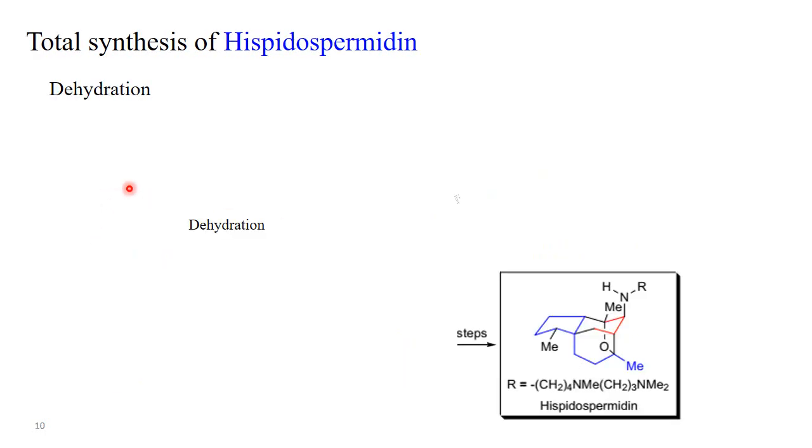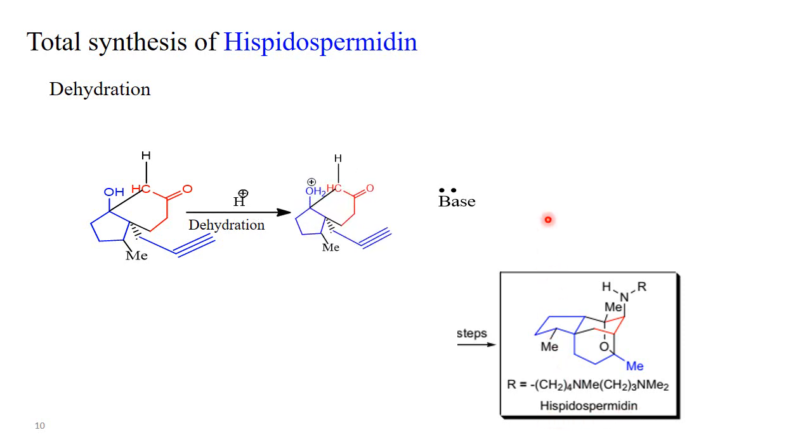See here, the product is beta hydroxy ketone. This is the alpha carbon and this is the beta carbon. This beta hydroxy ketone upon dehydration is converted to the hydrindenone intermediate, which is an important precursor for the preparation of hispidosupermidine. When the hydrindenone is subjected to various steps, then it is converted to hispidosupermidine.